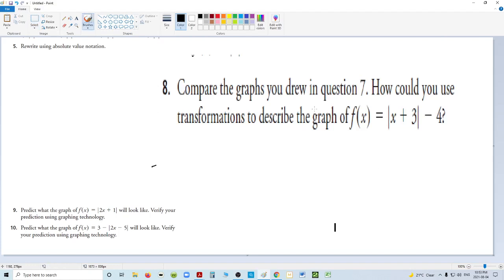Compared to the graphs you drew in 7, how could you use transformations to derive the graph of this? Okay, this whole thing, all the x values are going to shift to the left by 3 and down by 4. I guess they're just trying to show you how the transformations apply, no matter what function you're using.